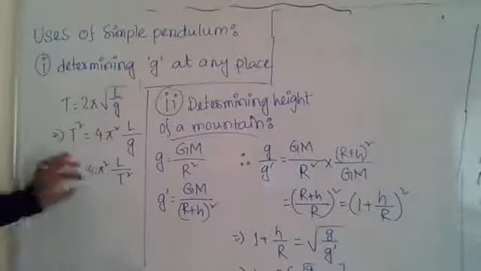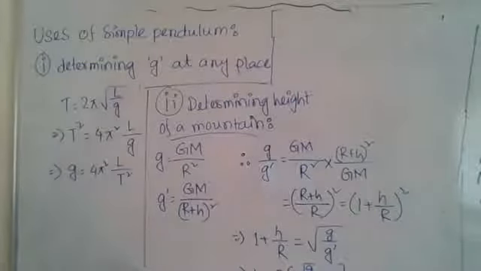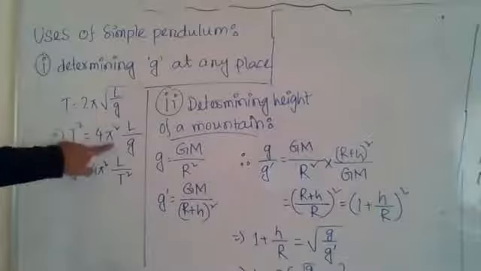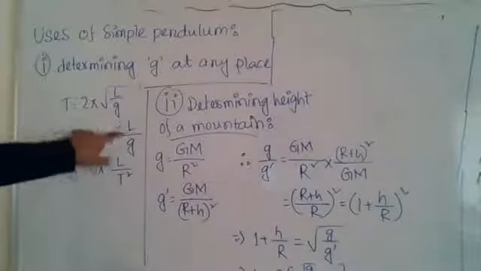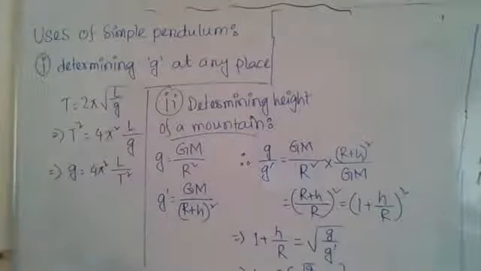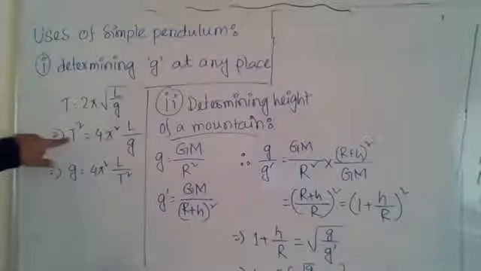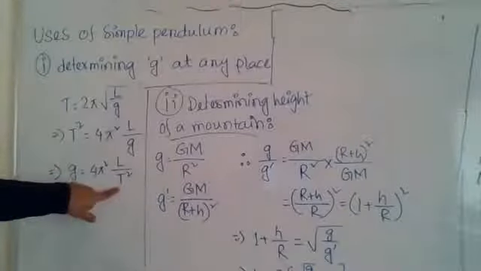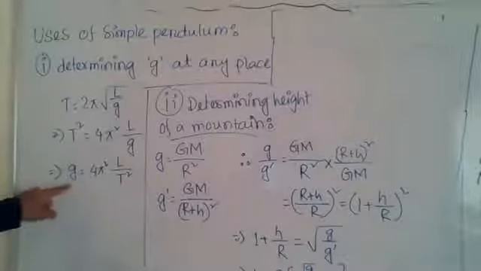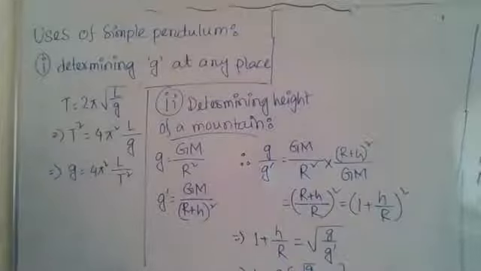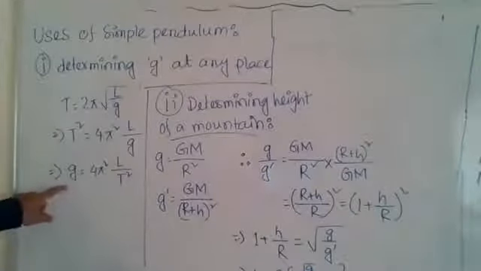So what I will do, I will try to separate g. If I take a square, it will be T square. 2 square is 4, pi square is pi square, and the root will be gone because we took square on both the sides. Then g is divided here. If I cross multiply, it will be g T square, and if I change the side, it will come in the denominator. So we will get this equation: g is equal to 4 pi square L by T square.